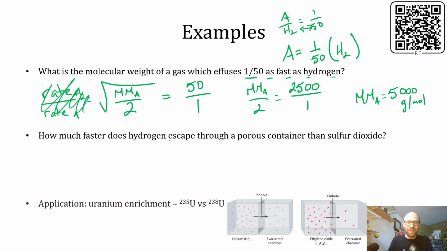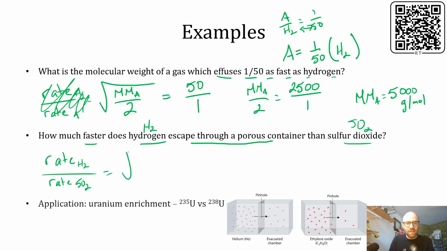For another example, we've got two substances that we do know. This one's hydrogen, it's H2. This one's sulfur dioxide, that's SO2. So you see escape through a porous container, or effuses. These are the words that are going to clue you in that we're using Graham's law here. We've got the rate of hydrogen. How much faster does hydrogen go? I like putting hydrogen on the top in this case, and the rate of SO2. That's going to be equal to the square root of the molar mass of SO2 over the molar mass of hydrogen in this case.